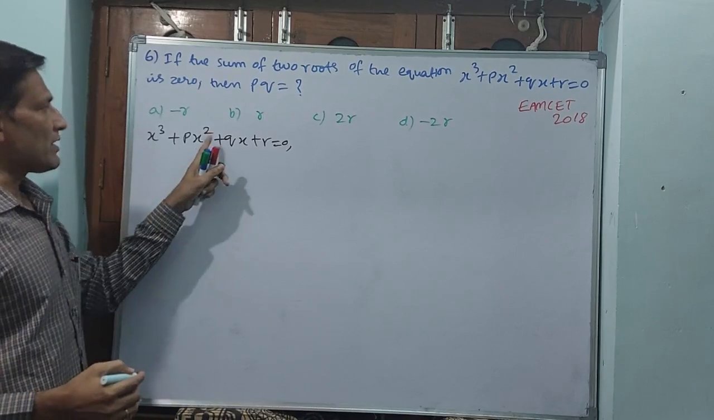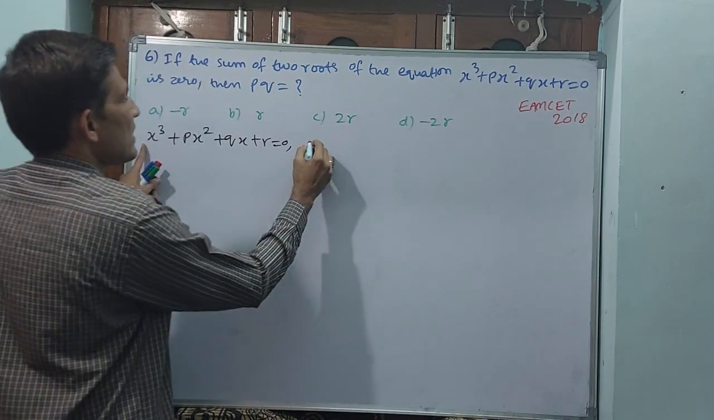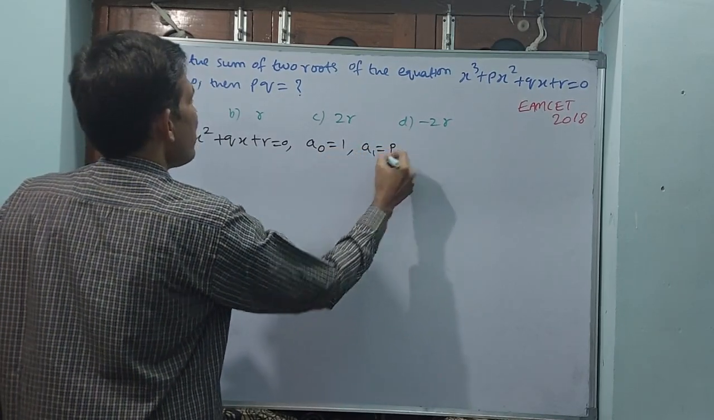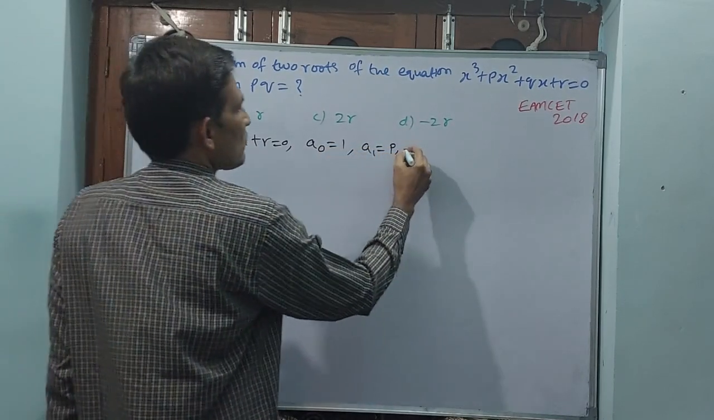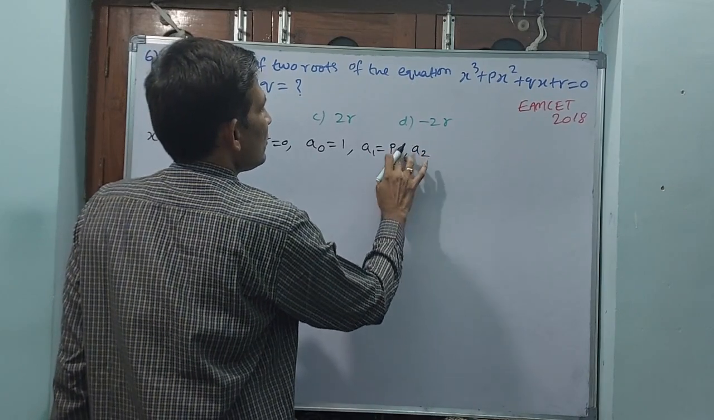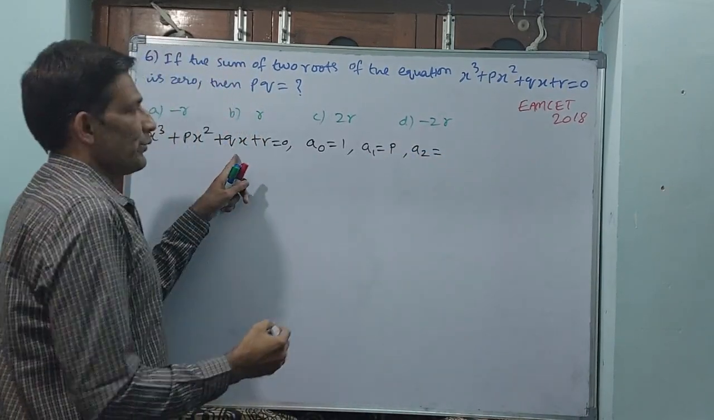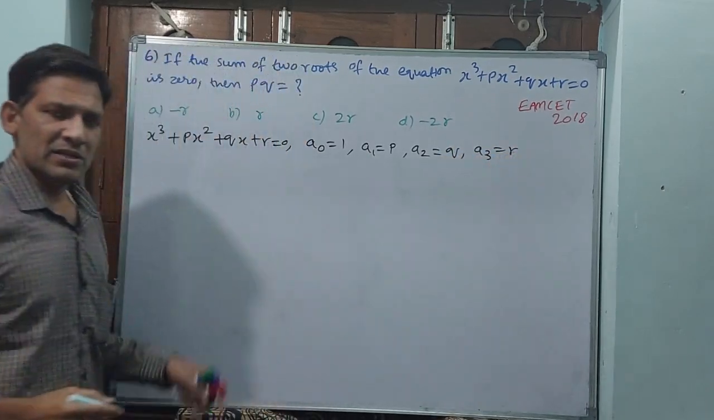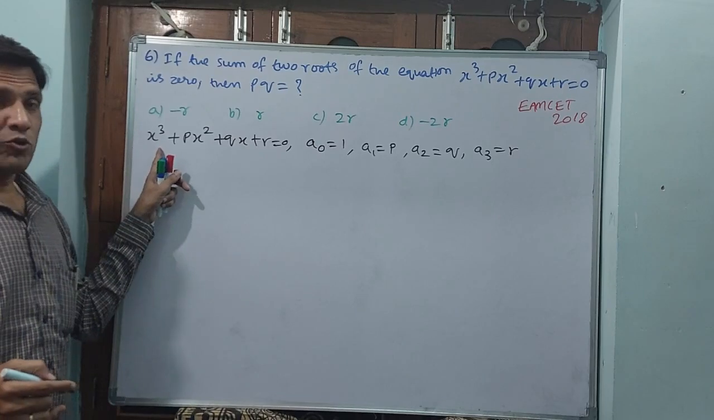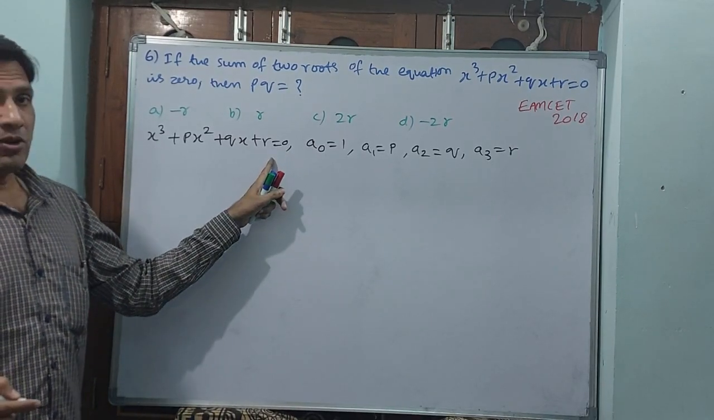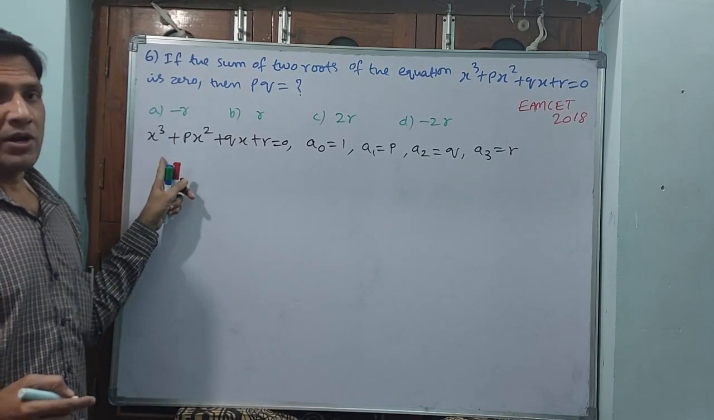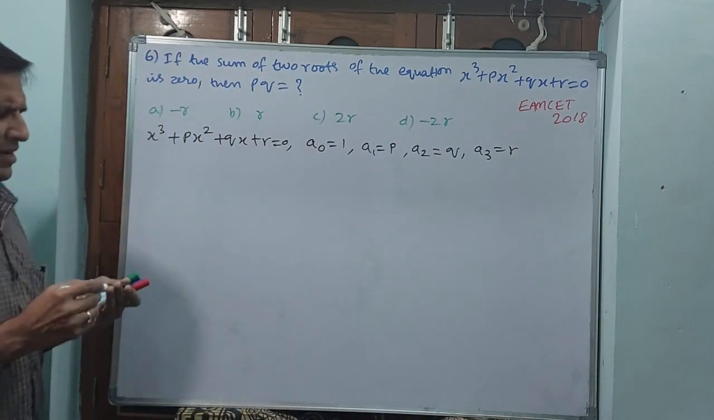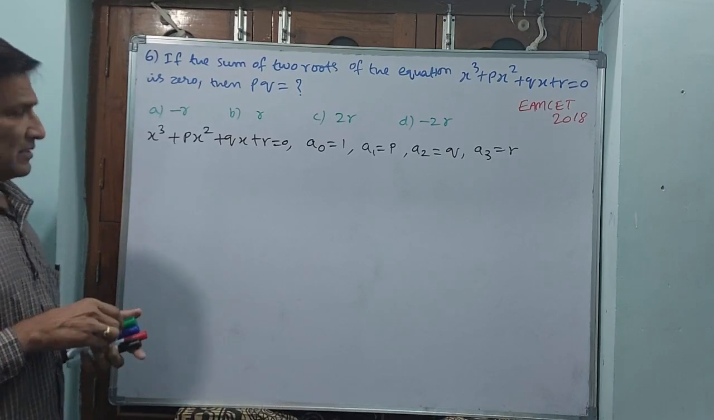See a0, a1, a2, a3. a0 is 1 here, the coefficient. a1 is equal to p, coefficient of x square. Then a2 is equal to q. a3 is equal to r. Whenever a cubic equation is there, a3 will be the constant. If it is a biquadratic equation, to the power of 4, then a4 will be the constant. That is self-explanatory, I need not tell you much.